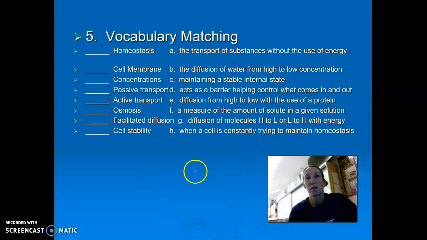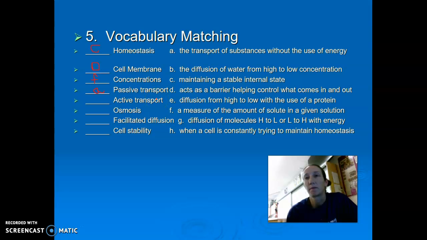Okay, so now it's just matching up some vocab. So homeostasis: this is maintaining a stable internal state. Does that sound right? So let's go ahead and put C here. Okay, the cell membrane. This acts as a barrier, helping control what comes in and out. So that should be D. All right, concentrations: a measure of the amount of solute in a given solution. So that's concentration. Okay, passive transport: the transport of substances without the use of energy is A.